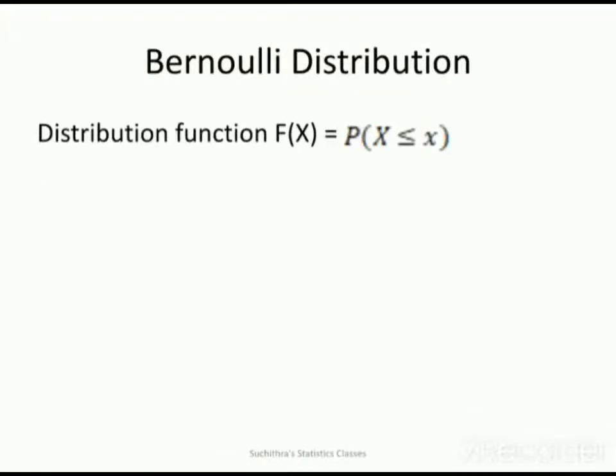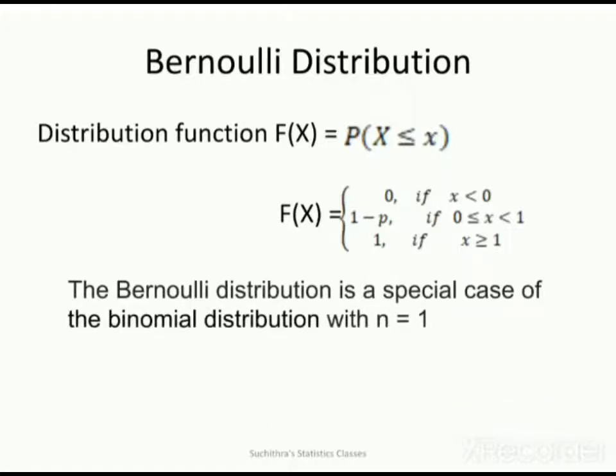Now, let us think about the distribution function capital F of x, which is equal to probability of capital X less than or equal to small x, the cumulative distribution function. For a Bernoulli distribution, F of x equal to 0 if x less than 0, equal to 1 minus p if 0 less than or equal to x less than 1, equal to 1 if x greater than or equal to 1.